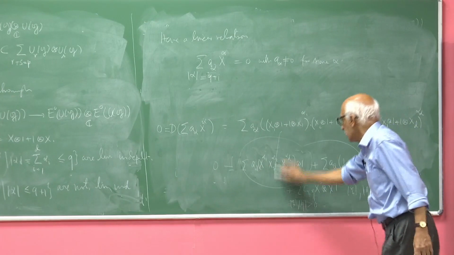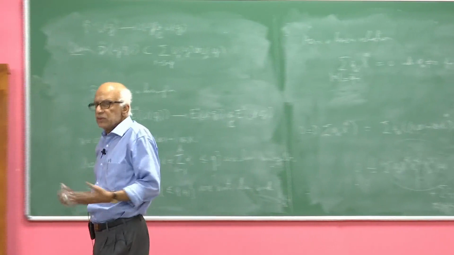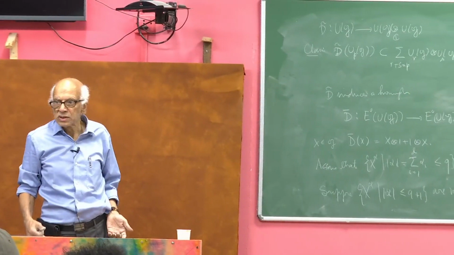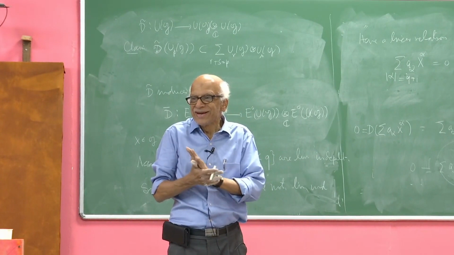This is gone, this is gone, so you get a linear relation among xi tensor x eta with mod psi, mod eta both less than or equal to q, which is a contradiction because we have assumed by induction hypothesis that they are linearly independent. So this proves the Poincaré-Birkhoff-Witt theorem. I think this has been a fairly heavy dose of algebra today, and maybe I will stop here because the next stage I want to apply all this to the case of enveloping algebra.